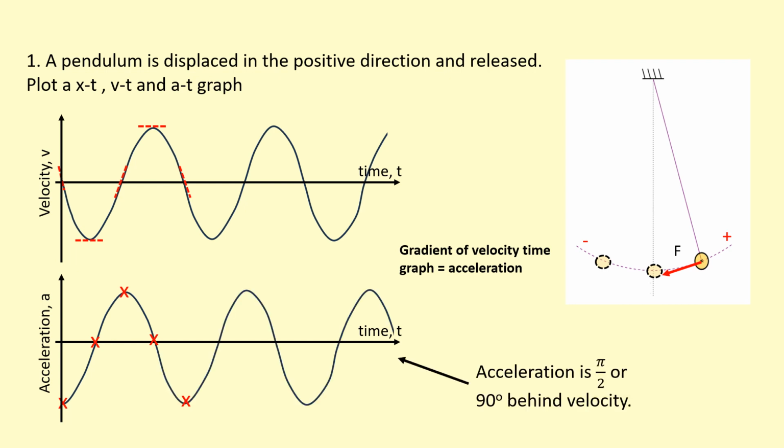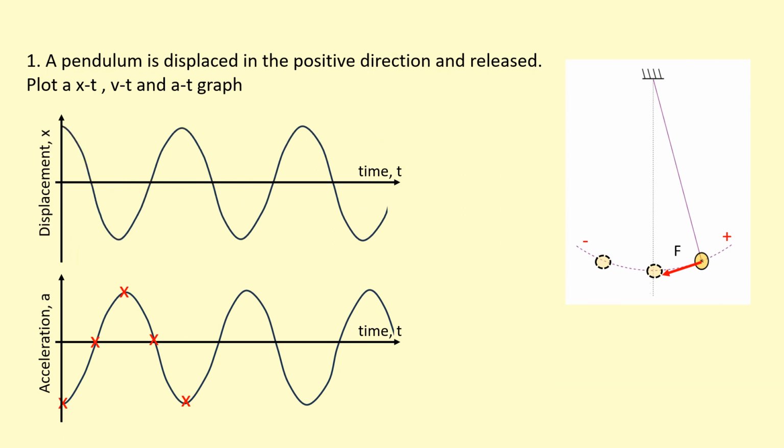So you can see the relationship between velocity and acceleration is similar to displacement and velocity. The acceleration is pi over 2 or 90 degrees behind velocity. What's more interesting is the relationship between the displacement time graph and the acceleration time graph. You can see they're 180 degrees out of phase, or pi out of phase, or in antiphase.